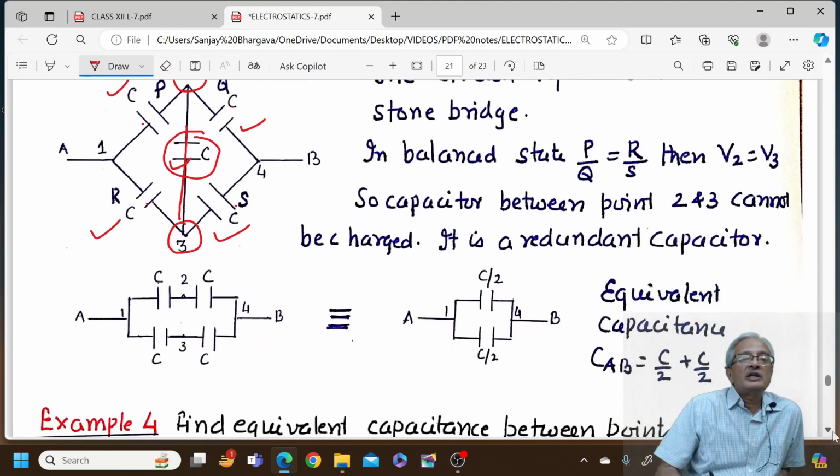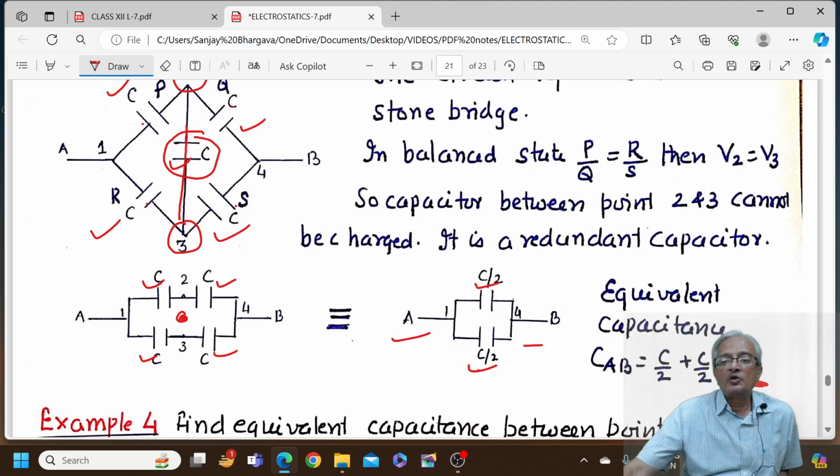So now the equivalent circuit can be written as C and C. We have removed the capacitor here, that is between 2 and 3. So these 2 capacitors now appear to be in series and these 2 capacitors appear to be in series. So equivalent capacitance C by 2 and C by 2 which appear to be in parallel. So the total capacitance between A and B would now be equal to C. A very simple method to handle such complex situations.